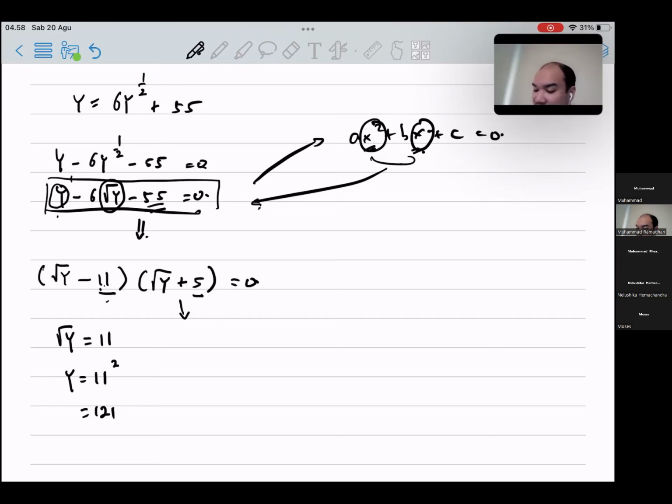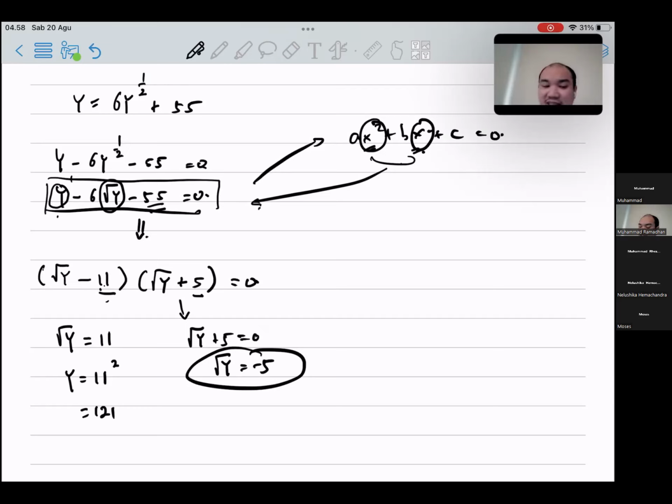And in this, so square root of y is minus 5. But you cannot solve this, because there's no square root where the result is negative.